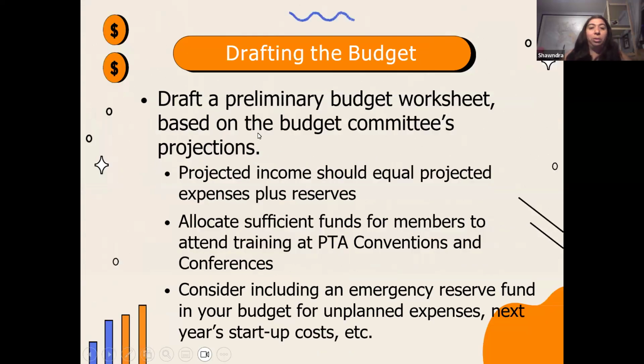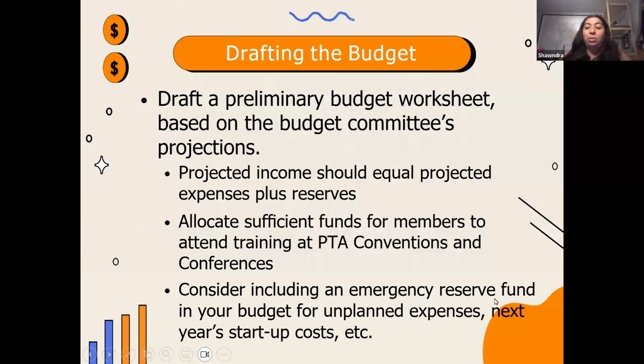Draft a preliminary budget worksheet based on the budget committee's projections. Your projected income should equal projected expenses plus some reserves. You want to allocate sufficient funds for members to attend training, maybe PTA conventions or conferences. Thankfully, this training doesn't cost you guys anything, so that's a good piece. But making sure that you do have funds available for members to attend necessary trainings is a great line item to have in your budget.